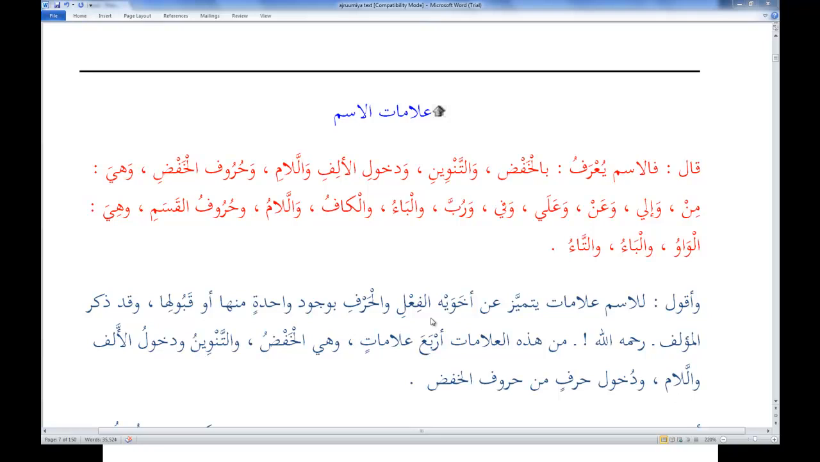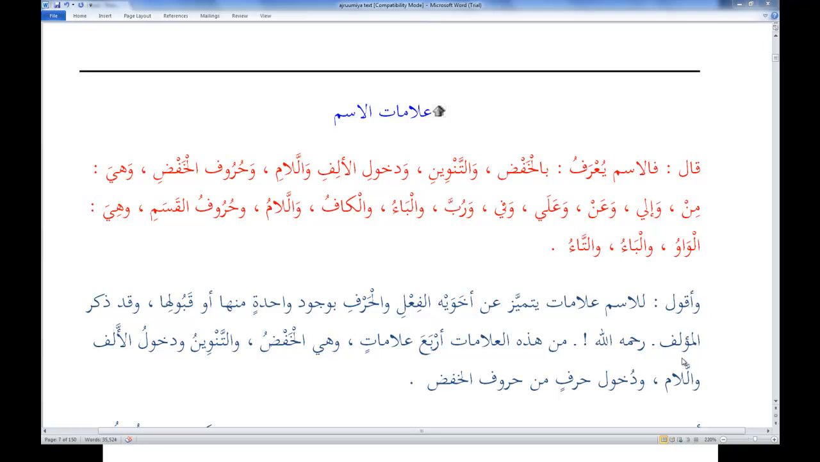قال محمد بن داود السنهاجي رحمه الله: فالاسم يعرف بالخفض والتنوين ودخول الألف واللام وحروف الخفض وهي من وإلى وعن وعلى وفي ورب والباء والكاف واللام وحروف القسم وهي الواو والباء والتاء. That's the matan which is by Abu Abdullah Muhammad bin Dawood as-Sinhaji.